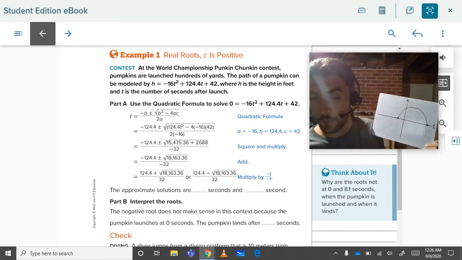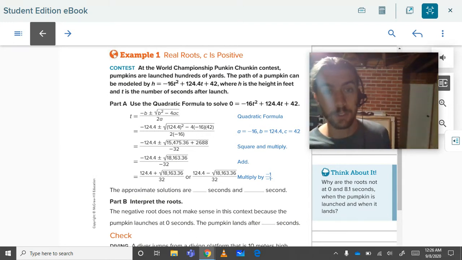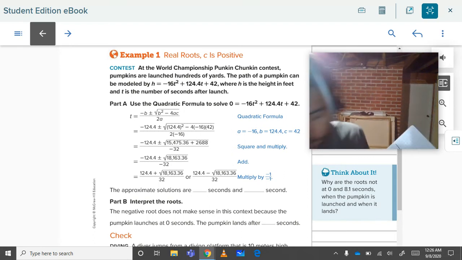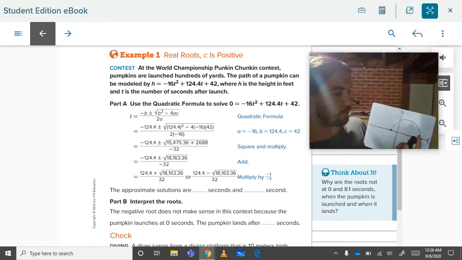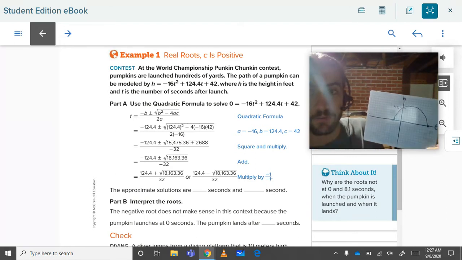Well, if you look at that equation, you'll see that if we put in 0, the first term of the equation disappears. Negative 16 times 0 squared would disappear. Plus 124.4 times 0 would also disappear. So the A term and the B term would both go away, and all we'd be left with would be 42, which means that we can assume that in my drawing, we should be labeling this right here as 42.